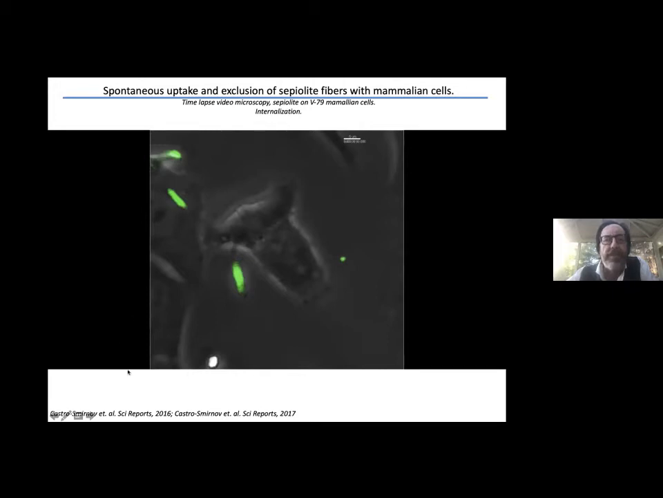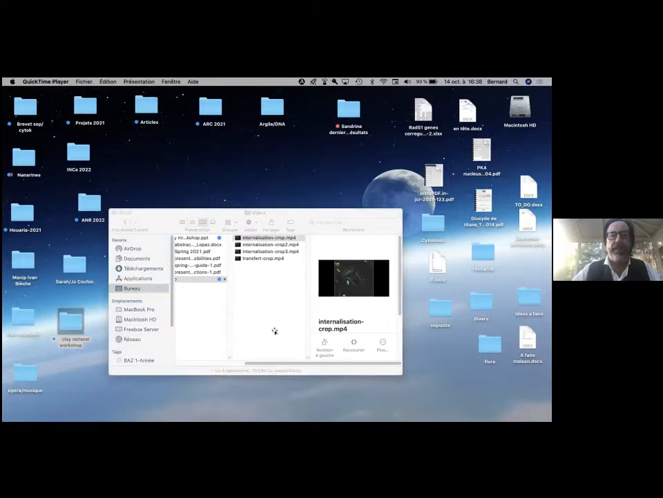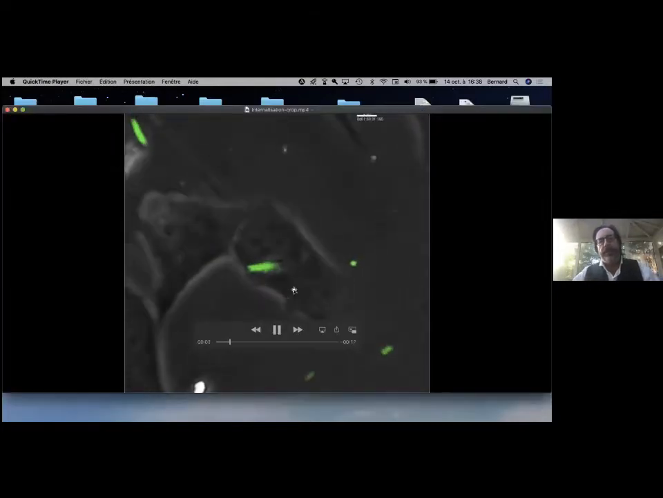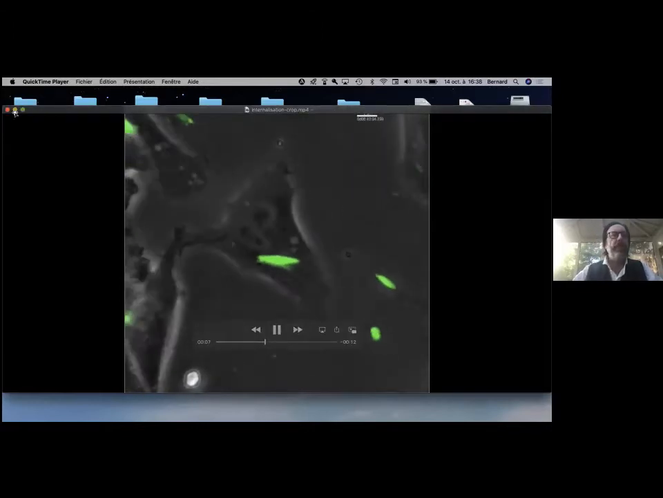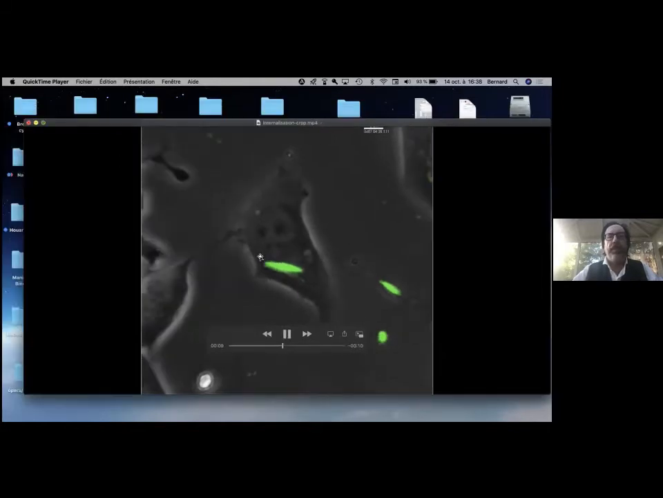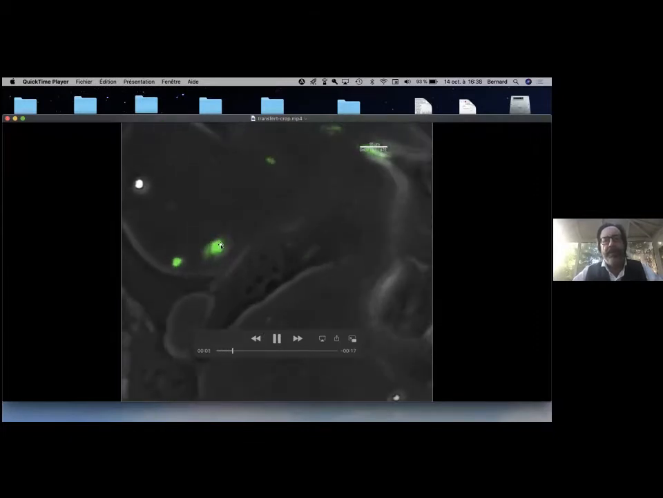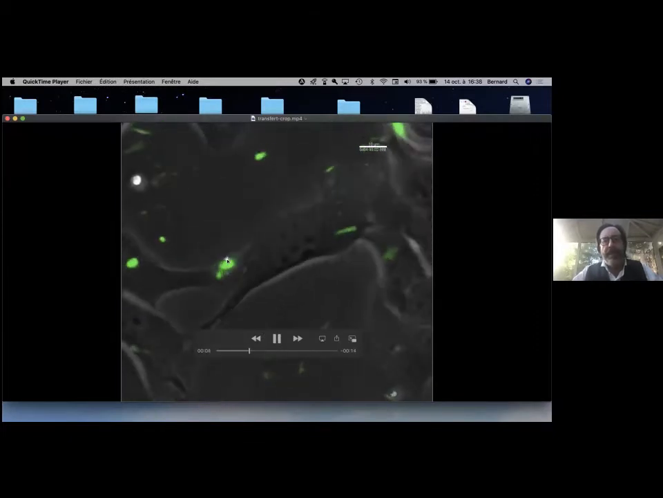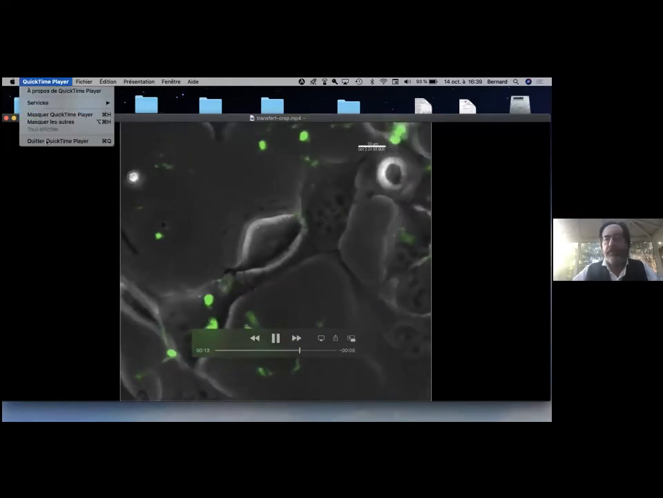This is an experiment of video microscopy with a fluorescent microscope, and you can see the internalization of sepiolite into the cells. Another example here: if you see these particles, they will be excluded, rejected from the cells, and then reincorporated into other cells, meaning this is a very dynamic process.